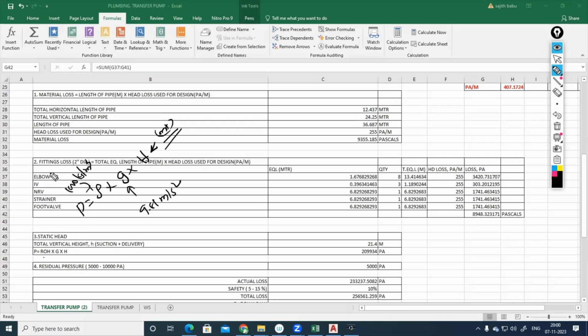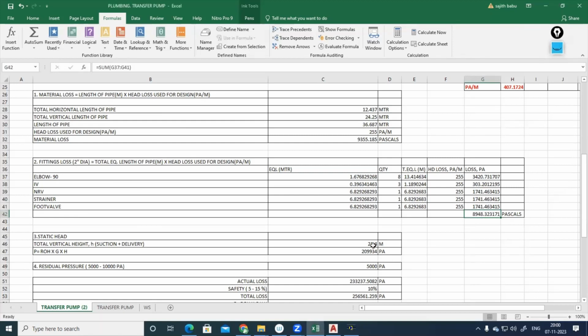Positive suction, we don't want to do priming, right? Because pump will be located below the water level. So positive suction pump, normally suction pipe will not come, only the delivery will come. Anyhow, total vertical height, suction plus delivery, we have already taken that.